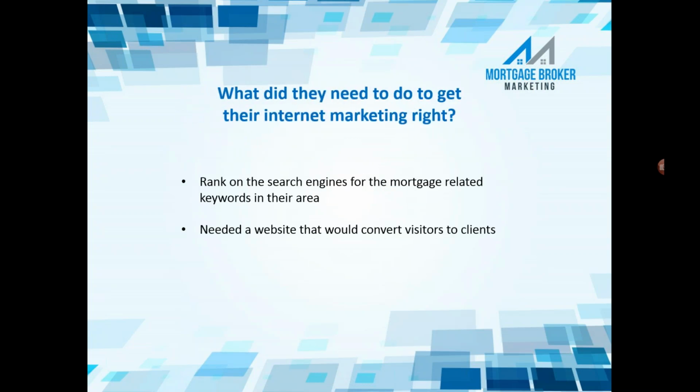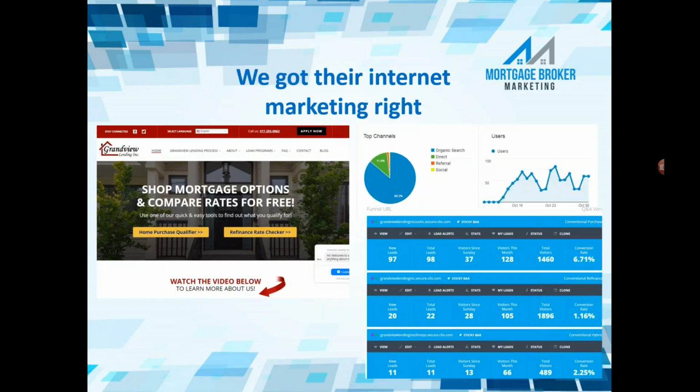And so they needed to get their internet marketing right. They needed to rank in the search engines when people are looking for a mortgage company, mortgage lender, a FHA loan, a jumbo loan. They're going to Google and they're typing these things in. And so they needed to rank for those key terms, for all the different mortgage related key terms, and they needed a website that would be able to convert a visitor to a caller, to a new prospect. And so that's the thing we did for them. We got their internet marketing right.